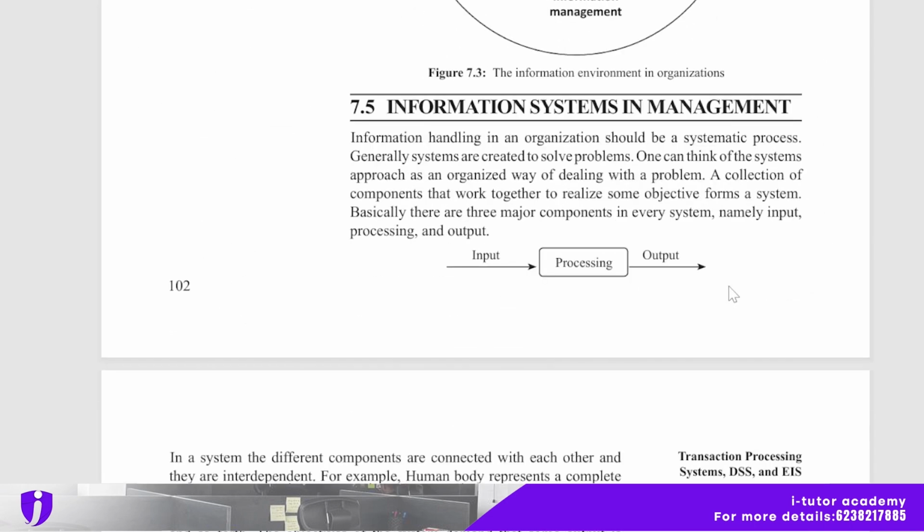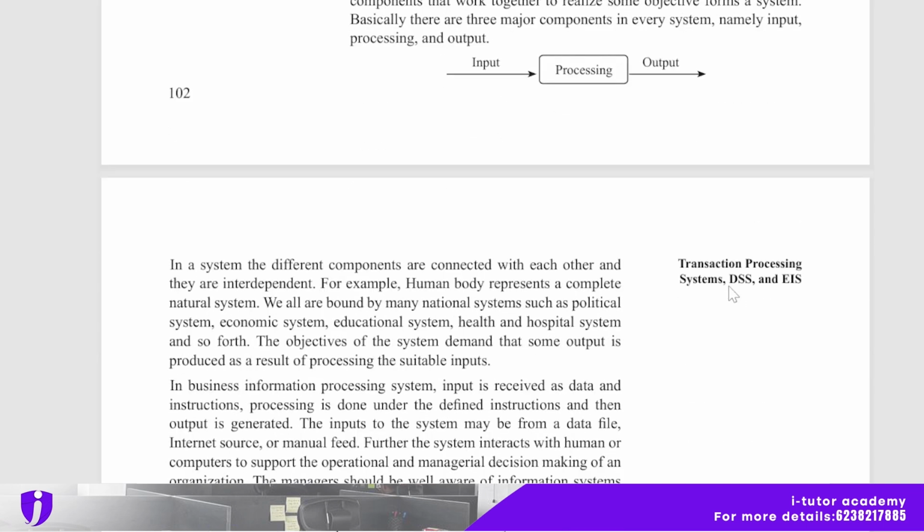So information handling in an organization should be a systematic process. So generally systems are created to solve problems. One can think of the systems approach as an organized way of dealing with a problem, a collection of components that work together to realize some objectives form a system. Basically there are three major components in every system, namely input, processing and output. So input, processing is there, then output.